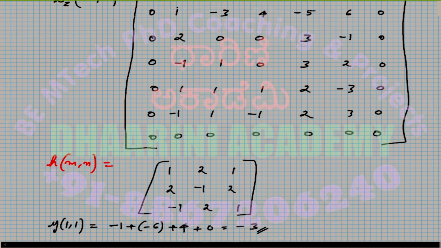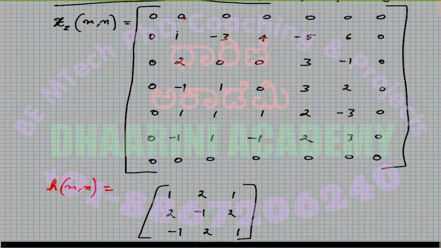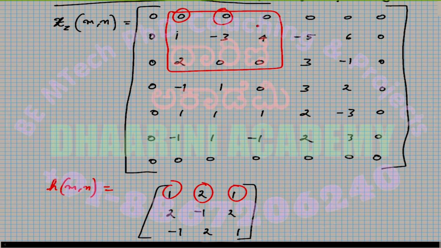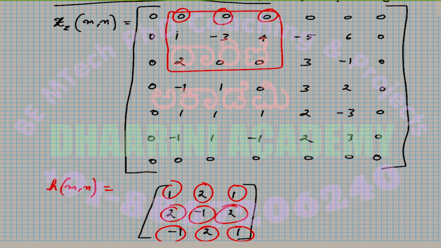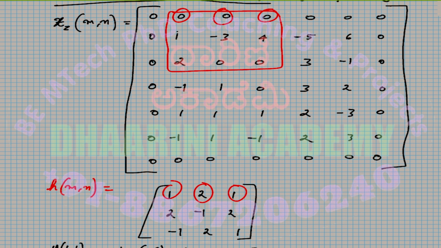So how do you calculate your next position? Bring the h to the next shifted position. Shift along the x-axis, that is this. So 1 into 0, 2 into 0, 1 into 0, everything answer should be added. So 2 into 1, minus 1 into minus 3, 2 into 4, 2 into minus 1, 0 and 0. So add the result to get your second answer, that is y of 1 comma 2.